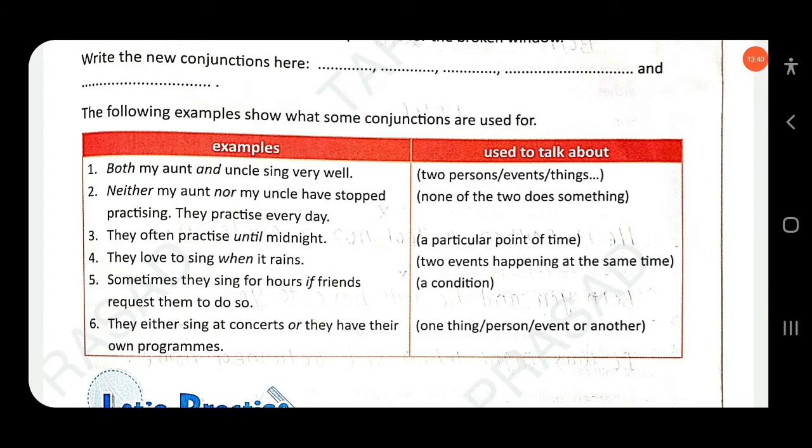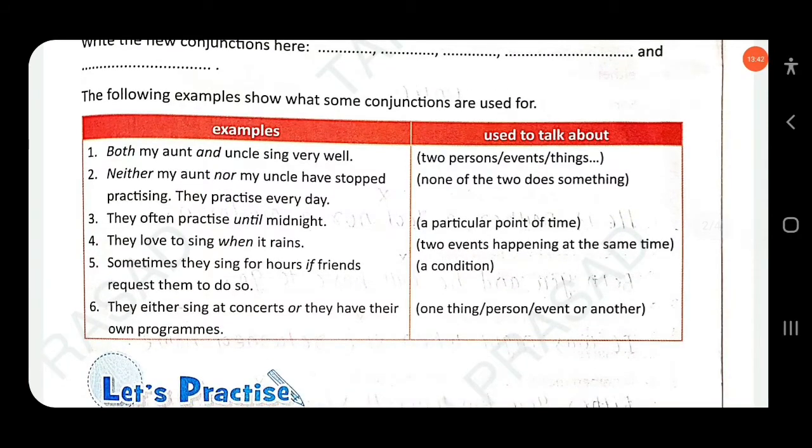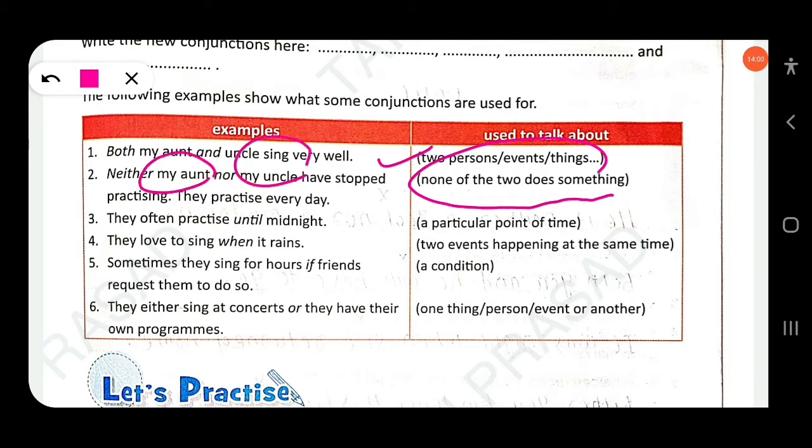So here, neither my aunt nor my uncle has stopped practicing. They practice every day. None of the two does something. My aunt has not stopped practicing. My uncle has not stopped practicing. Okay, so now you have to join them: neither my aunt nor my uncle. Clear?